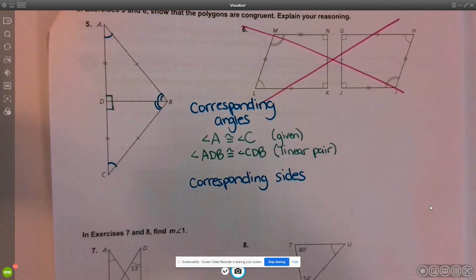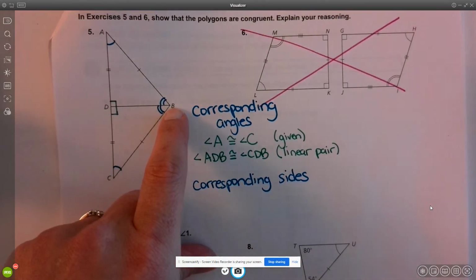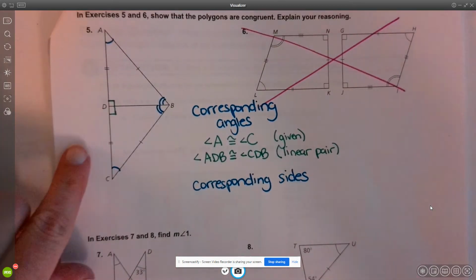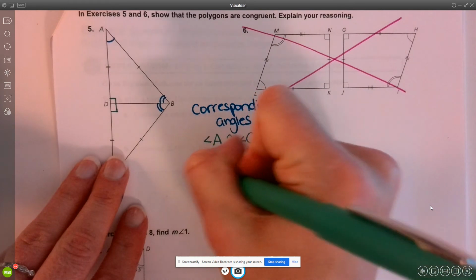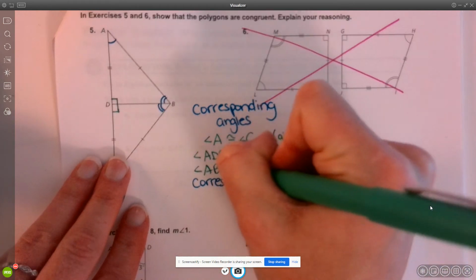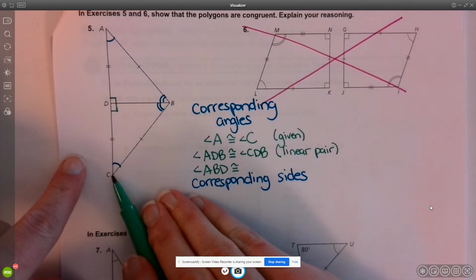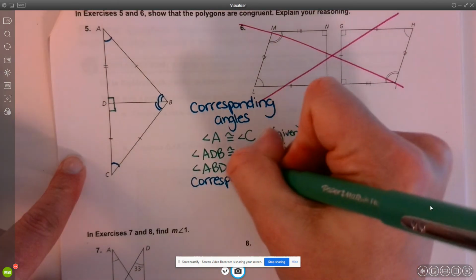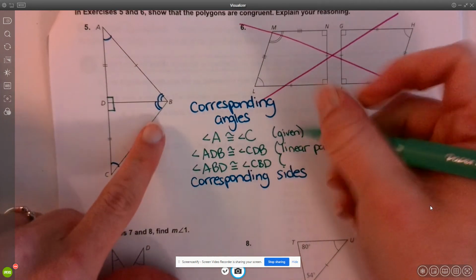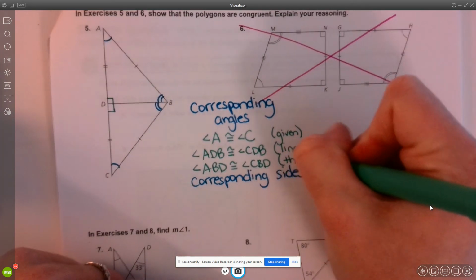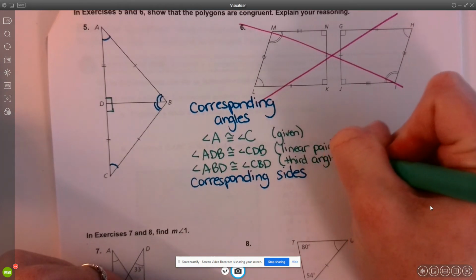And again, I'm going to need to use 3 letters to name these angles because there are more than one angle coming off point B. So I'll name this angle ABD. Angle ABD is congruent to angle CBD. And the reason I found that is by the third angles theorem.